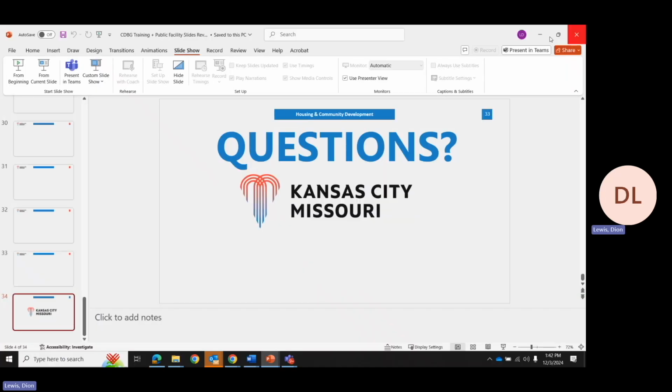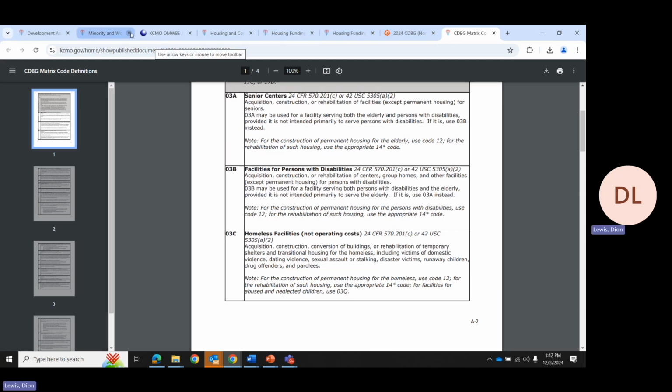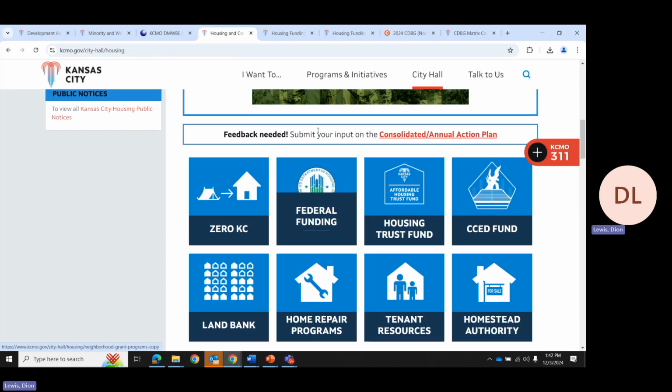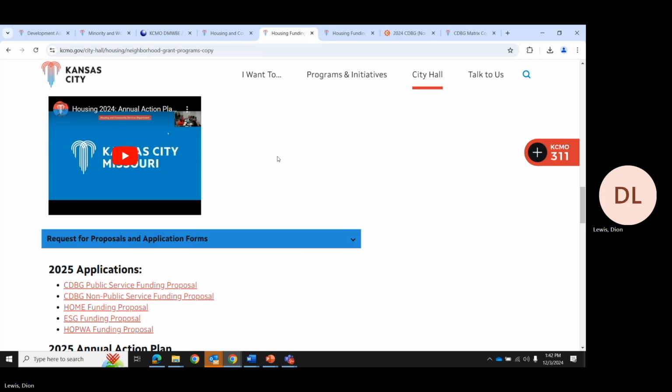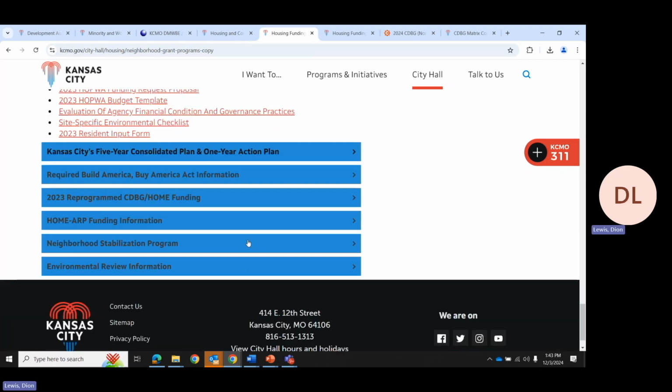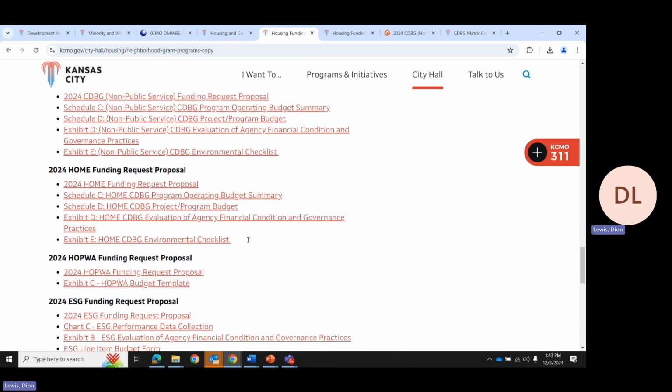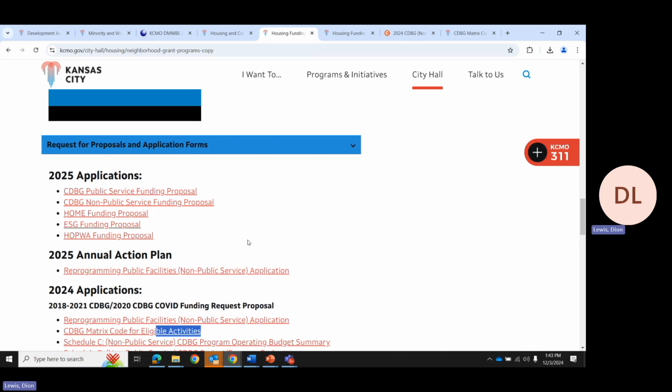Yeah. So when you go to our federal page, right here, you see where we're on the main page. Click on that. When you click on that, it's going to bring you to this page, and you're going to see requests for proposals and application forms. It's going to be several different boxes, but that specific box says request for proposals and application form. Then you will see all of those. So you got your regular ones, and then the reprogramming one. Click on the reprogramming one. There you go.